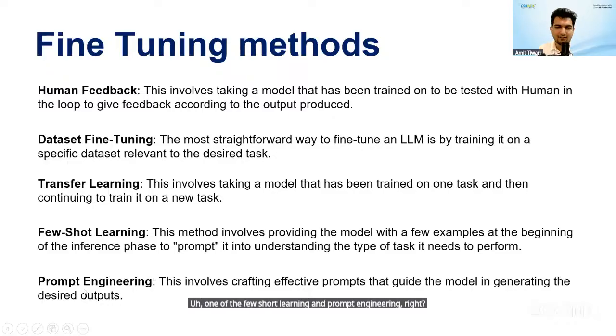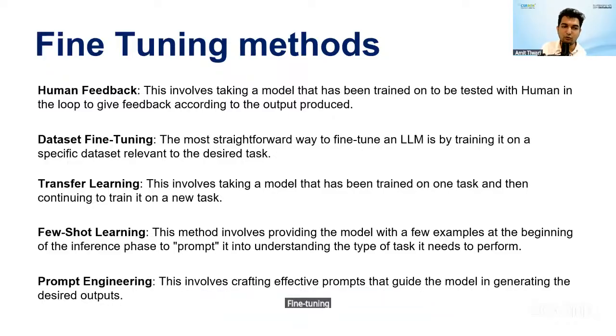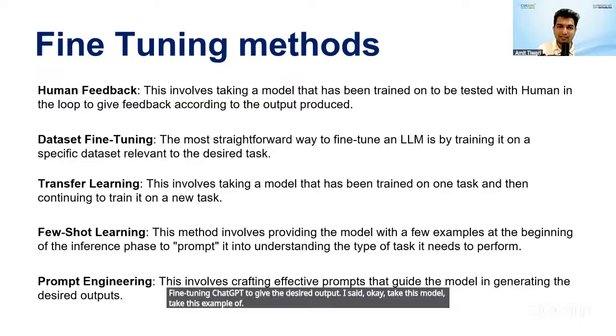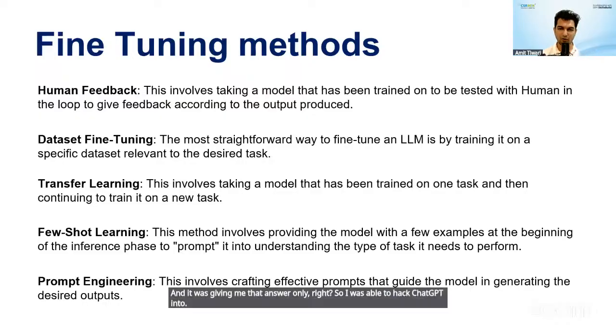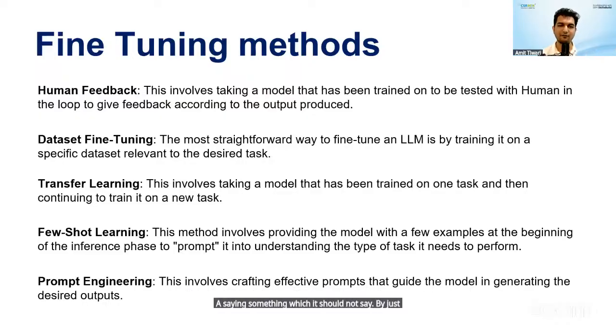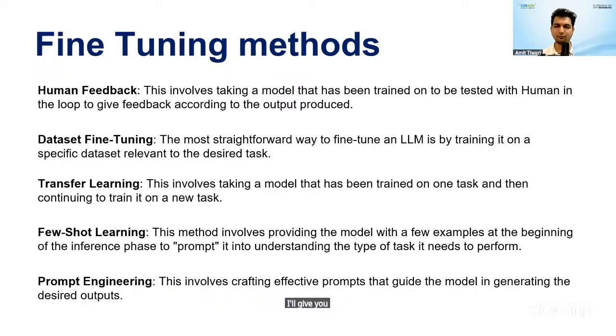Right. Last class we saw how we were fine tuning ChatGPT to give the desired output. I said, okay, take this model, take this example of how Apple names its products. It adds i to every product, and it was giving me that answer only, right? So I was able to hack ChatGPT into saying something which it should not say by just prompt engineering, by fine tuning its answer, by giving examples, giving it a specific prompt, and all these things.